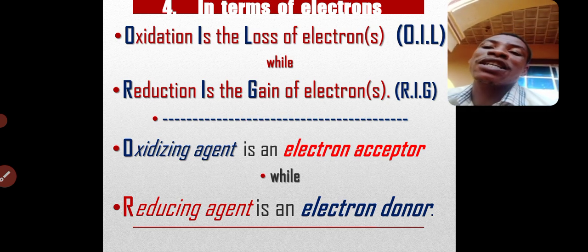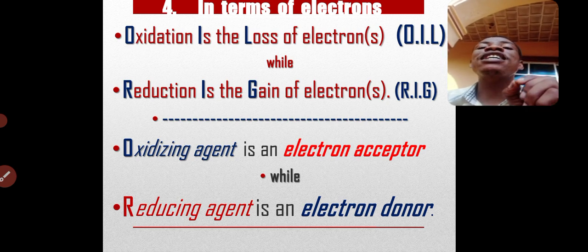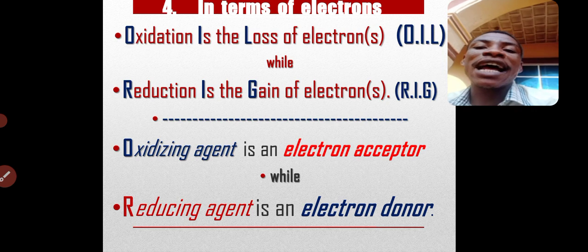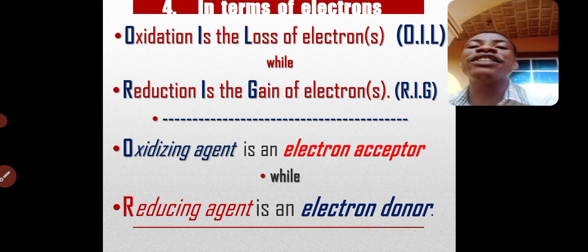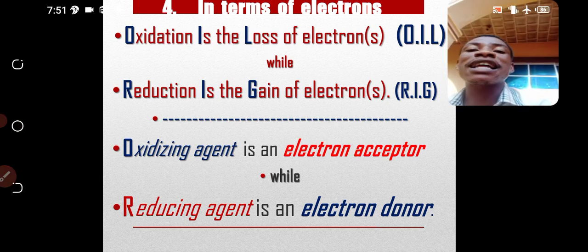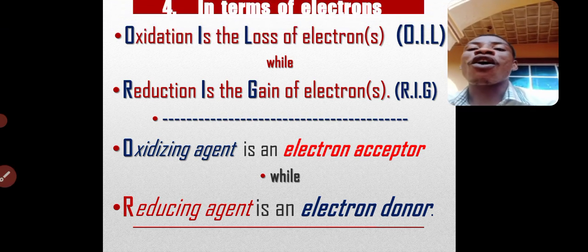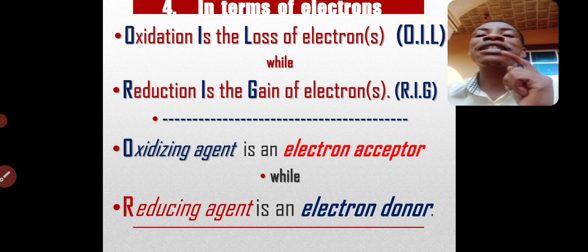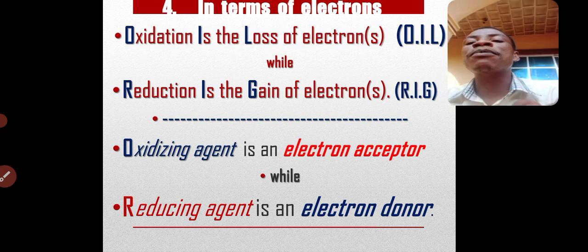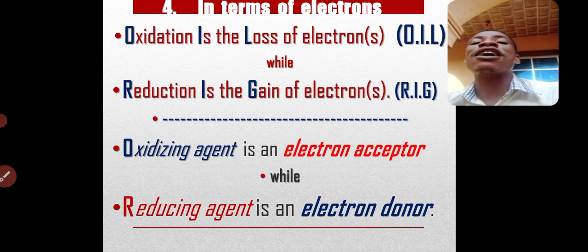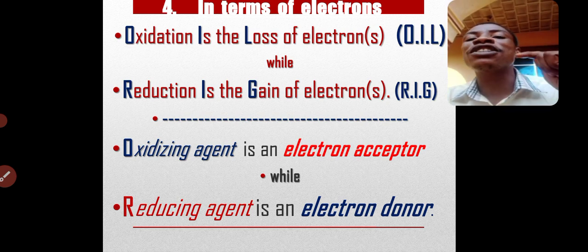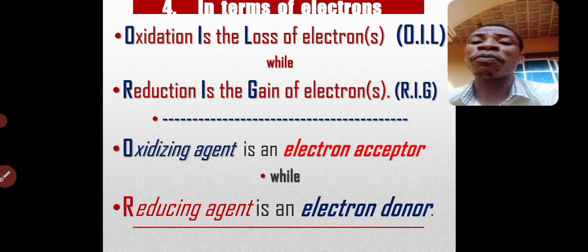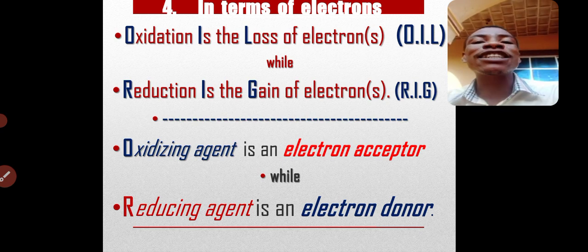Now, in terms of electron, like I told you before, you define oxidation most popularly in terms of electron transfer. Oxidation is loss, that's OIL. Reduction is gain, that's RIG. So that's why we come about OIL RIG of electron. In terms of electron, oxidation is loss of electron, while reduction is gain of electron. So in this term, the electron acceptor is the oxidizing agent. So if you have to define oxidizing agent in terms of electron transfer, you say that oxidizing agent is an electron acceptor, whereby reducing agent is an electron donor.